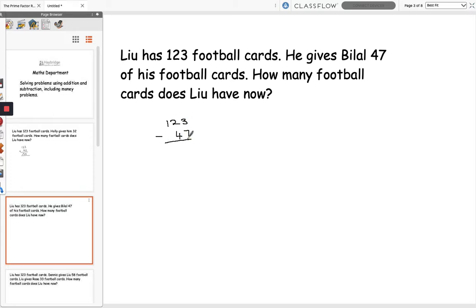So 3 take away 7 I can't do. So I'm going to borrow from here, put a 1 there, carry the 1 across. Now I've got 13 take away 7, which is 6. 1 take away 4 I can't do, so I'm going to borrow from there, put a 0 there, that will become an 11. 11 take away 4 is 7. So Liu now has 76 football cards.